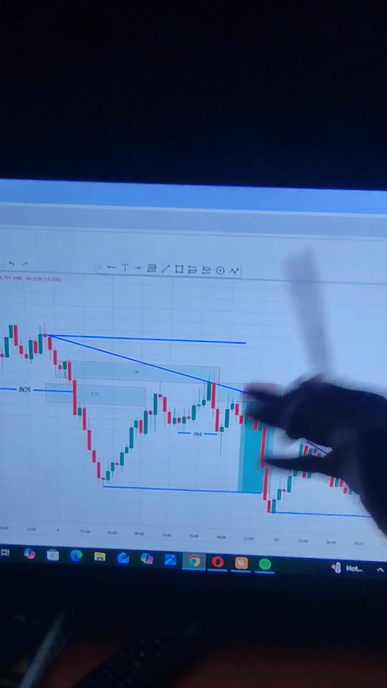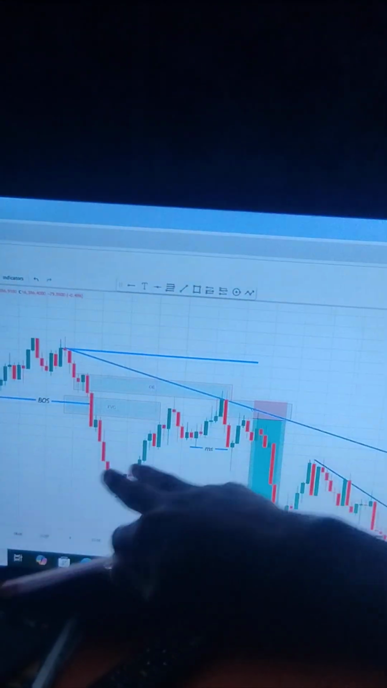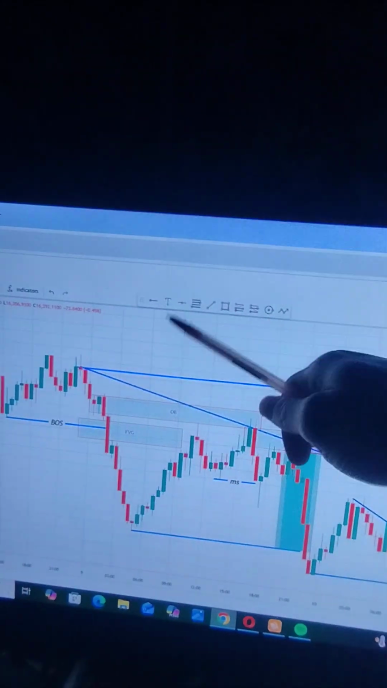I want to actually show you. I'm going to apply it on this live chart. I'm going to explain everything, how to trade it, and when to enter, when you are supposed to enter once the market is on these your zones.